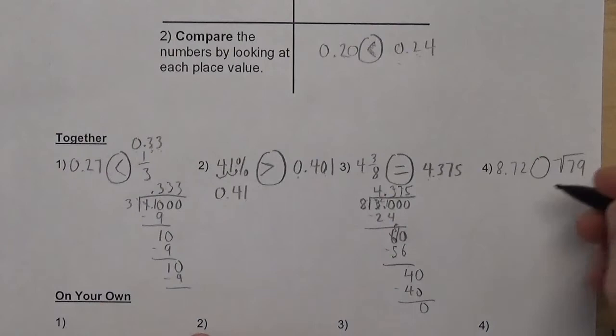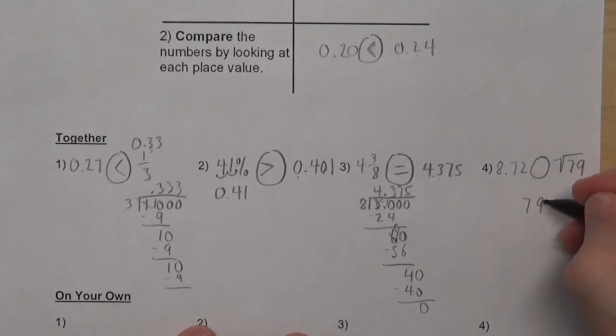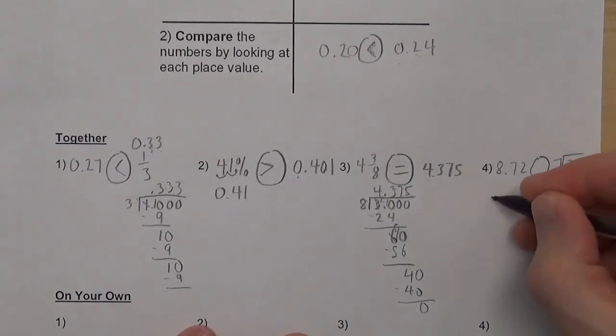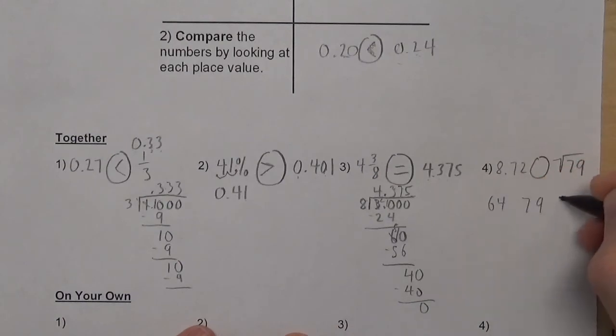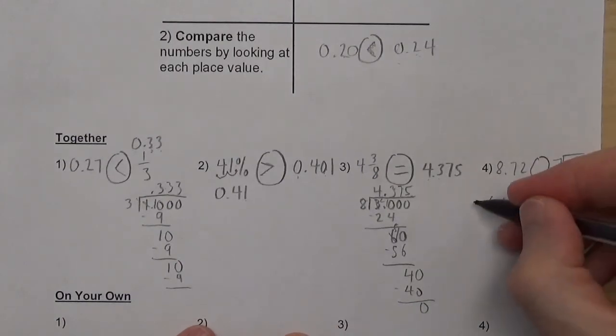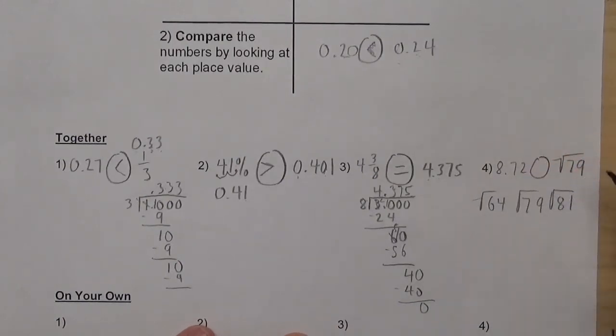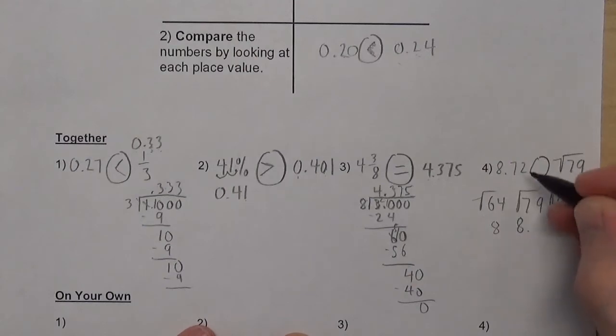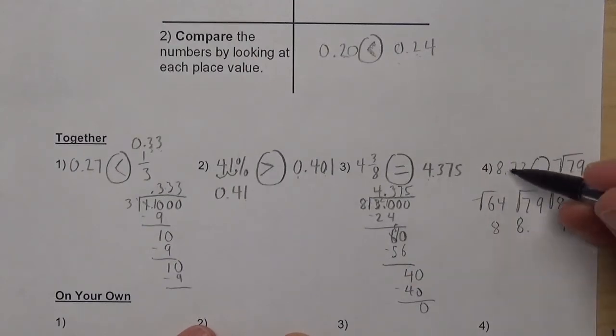So we need to write the two perfect squares on either side of 79. We have 64 on this side and 81 on this side. Let's show the square roots of all those. Square root of 64 is 8, and the square root of 81 is 9. So we know we're between 8 and 9. That doesn't help us decide which one's greater or less yet. It's the same whole number.